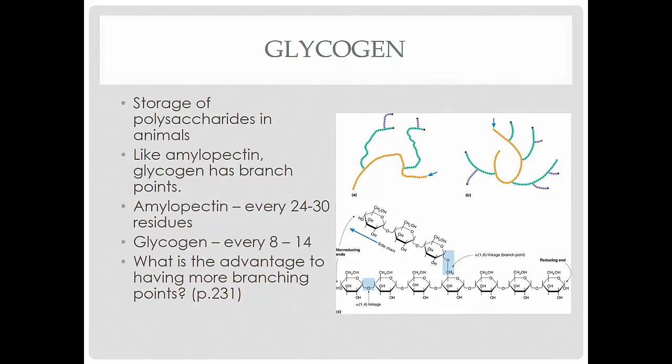Glycogen, which is the main polysaccharide for glucose storage in animals, is very similar to amylopectin in plants. But instead of branching points at every 24 to 30 glucose residues, we can have branch points at every 8 to 14 residues. So I ask you this, why do you think animals have evolved to increase the number of branches for glycogen in comparison to plants with amylopectin? So think about that, and we'll chat about it in class.